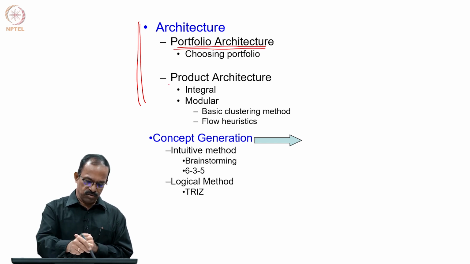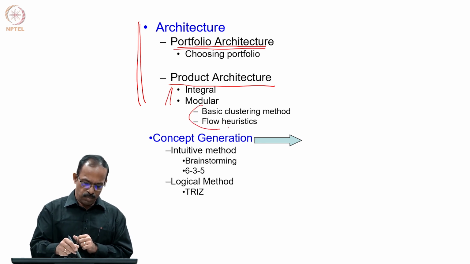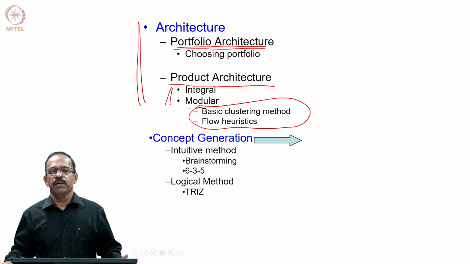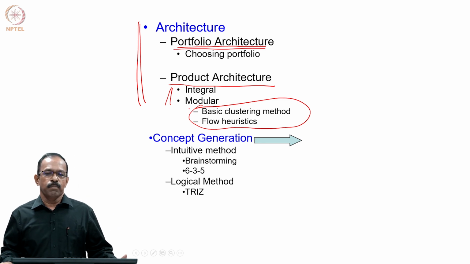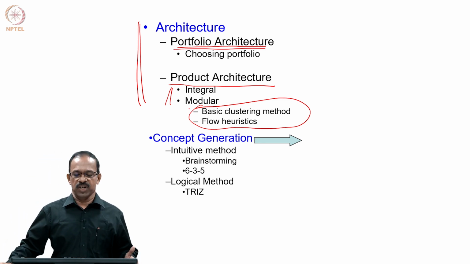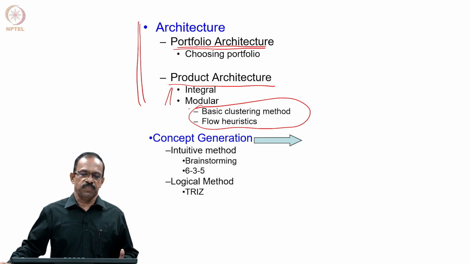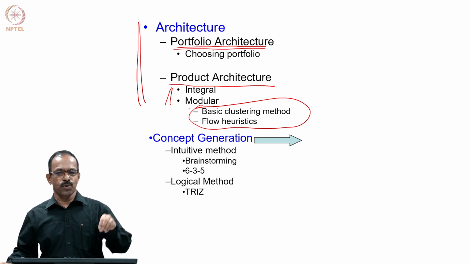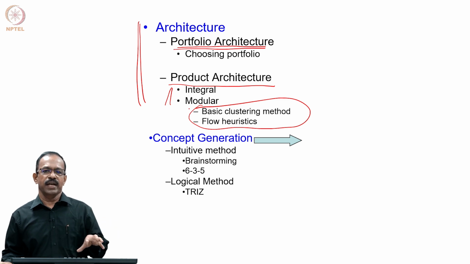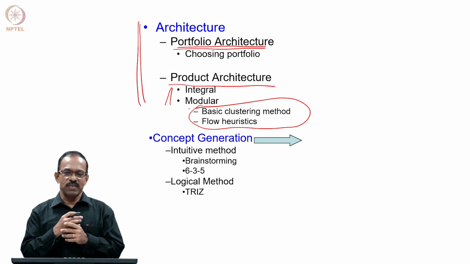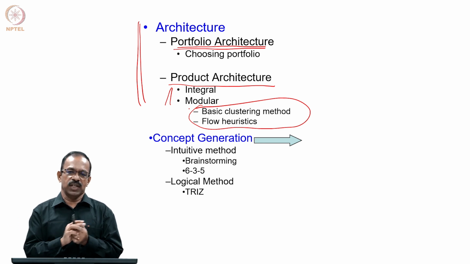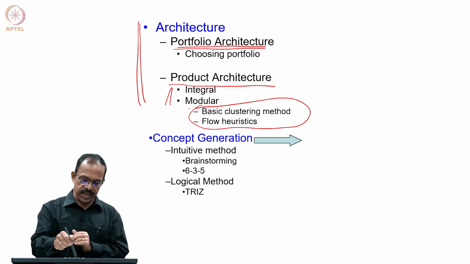And then the individual architecture of the product can be either integral or modular, and then we saw how the modules can be identified in the product based on different methods like the clustering method as well as flow heuristics. And once we identify those modules, then you will be able to create a geometrical layout of the product which will give you some kind of a shape or a form to the product. So, that was what we discussed in the architecture.